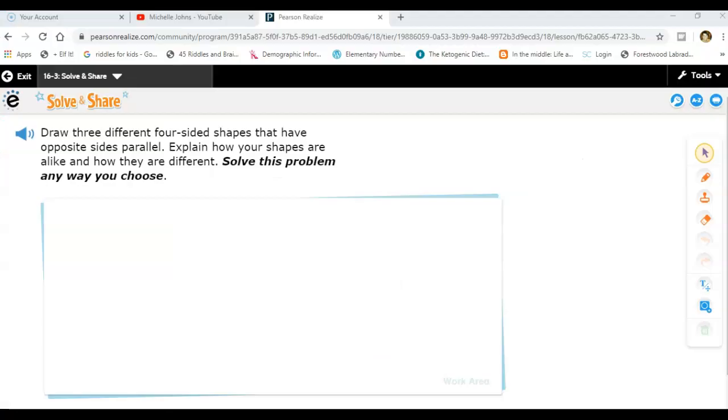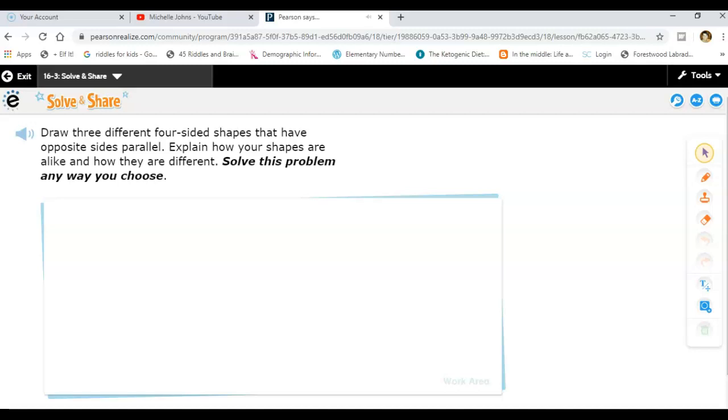Okay, so now that you're ready with all your papers ripped out, let's start just like we do in class and begin with our solve and share. I want you to take a couple of minutes to try and figure out the solve and share. Draw 3 different four-sided shapes that have opposite sides parallel. Explain how your shapes are alike and how they are different. Solve this problem any way you choose.